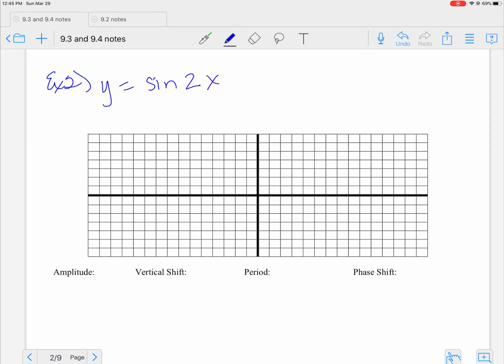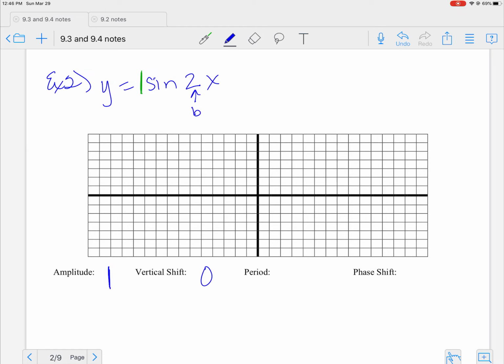What happens if I have something like this? Y is equal to sine of 2x. So I don't have it on the outside, but I now have it on the inside. So now I want to see how that is affecting my graph. What is my amplitude here? It's a 1. It's not 0, it's a 1, right? Because if I'm looking at this, this is an understood value of 1. I'm not doing anything different to it. It's just what it is, but it still has that amplitude of 1.